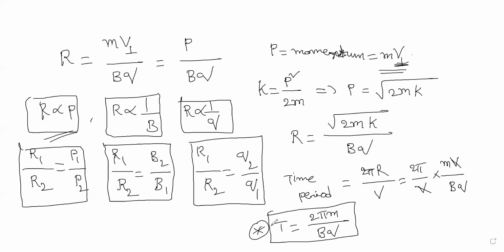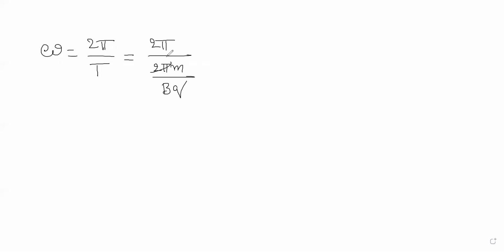Done, sir. Now there are a few more parameters to see. The angular frequency omega is given by 2 pi by T. So when you substitute the expression for T, how will it change? Let us see. 2 pi divided by T, where T is 2 pi m divided by BQ. The 2 pi gets cancelled. So omega is BQ divided by m. This is what I will get.